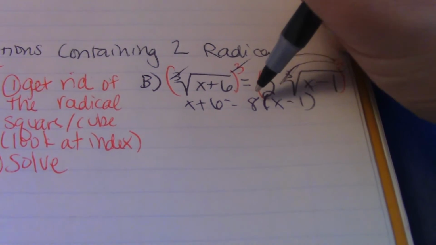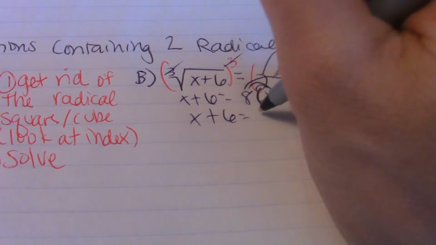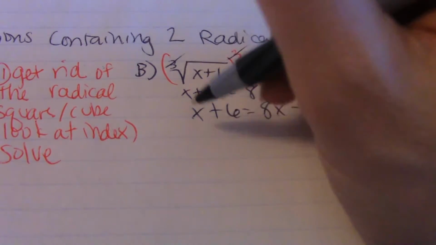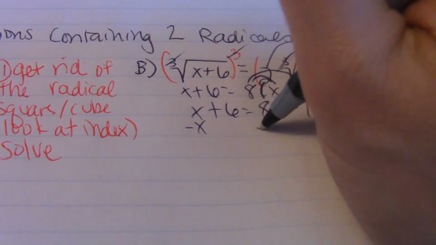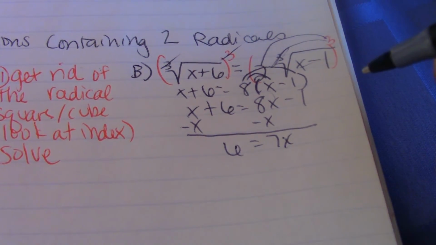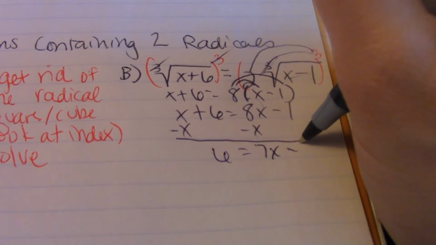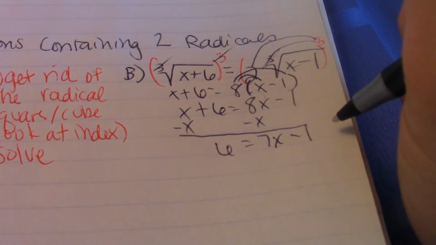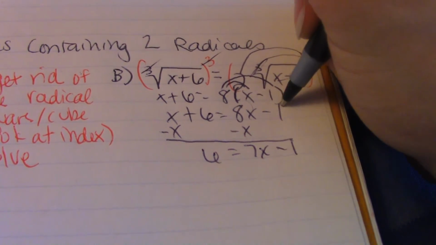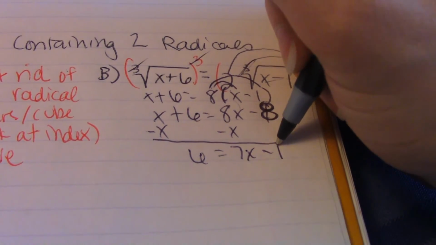And now we solve. So we take the 8 and distribute. So x plus 6 equals 8x minus 1. Let us subtract our x because this one's bigger. So 6 equals 7x minus 1. Oh, that is not a 1. That should have been an 8, because 8 times 1 is 8. So that's an 8.